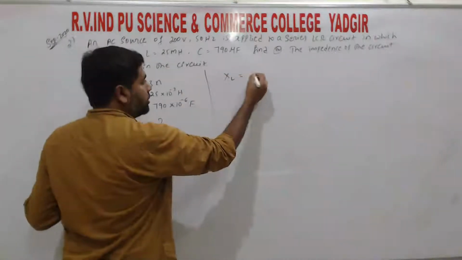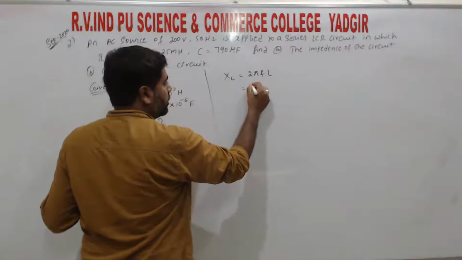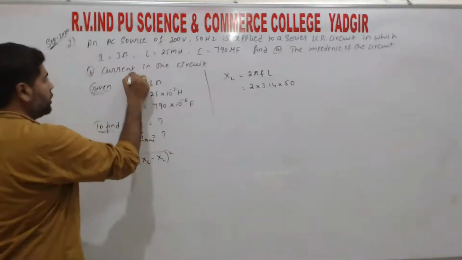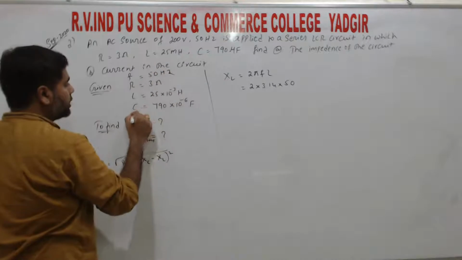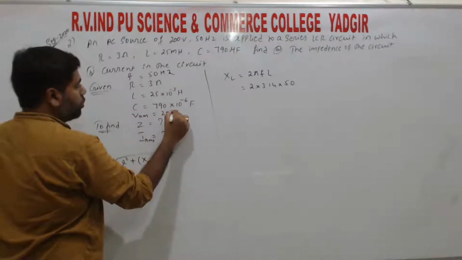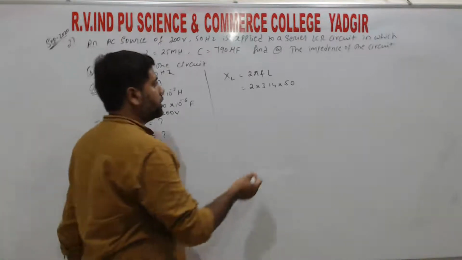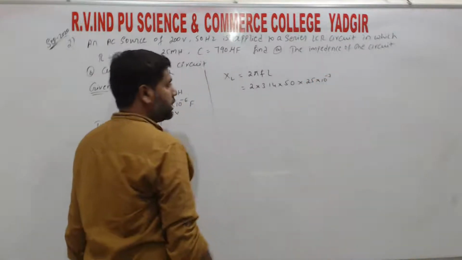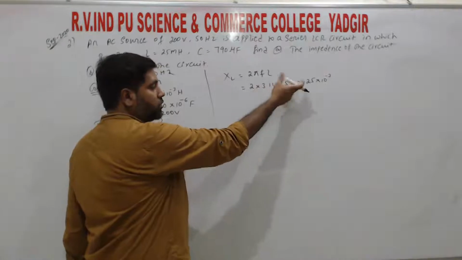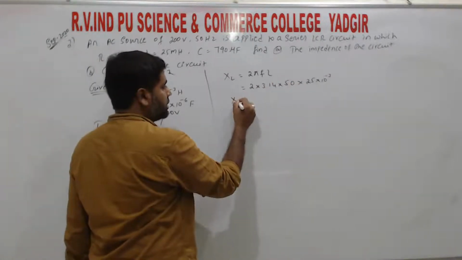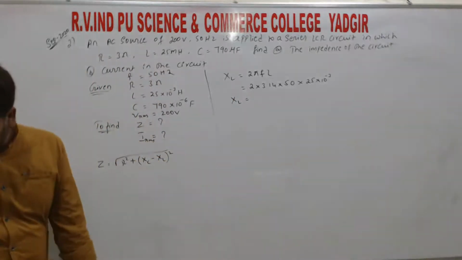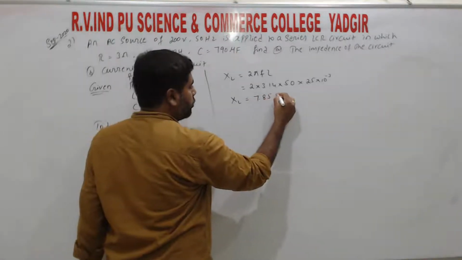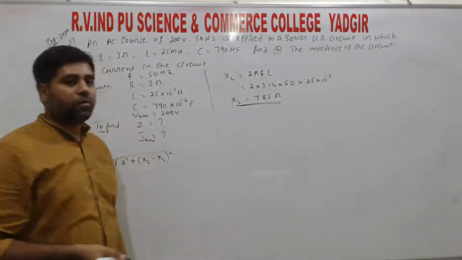So first XL, that is equal to 2 pi f L, right? So 2 into 3.14 into frequency 50, is equal to 50 hertz, and VRMS is equal to 200 volts. So these are the given, right? So into L, so 25 into 10 to the power of minus 3, right? So it is 2 into 3.14 into 50, that is 314. So 314 into 25. So on the calculator, directly substitute, enter and simplify, and we get XL, that is 7.85 ohms. So this is the value we get, right?